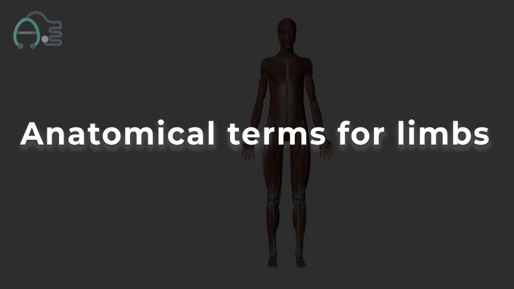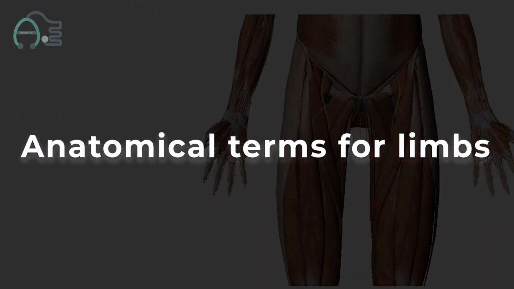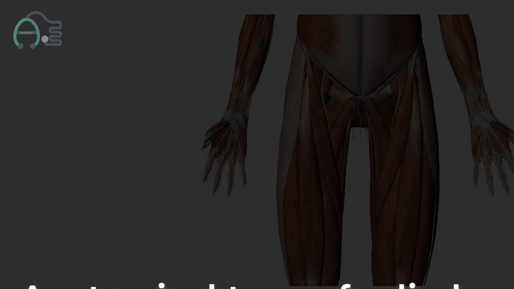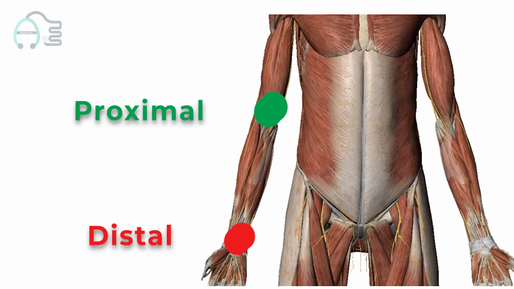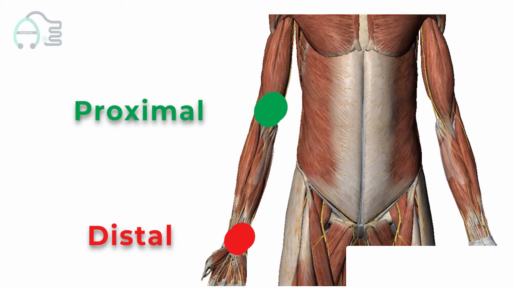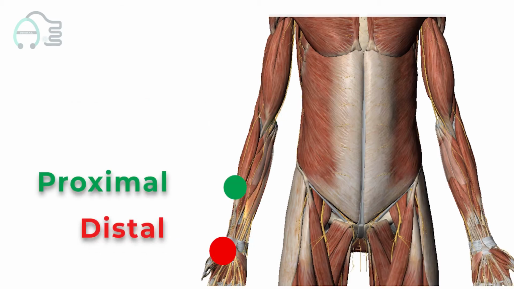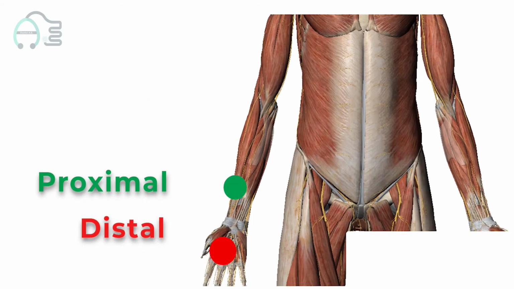Anatomical terms for limbs. Proximal, means closer to the trunk of the body or to another specified point. For example, the elbow is proximal to the wrist. Distal, means farther from the trunk of the body or from another specified point. For example, fingers are distal to the wrist.